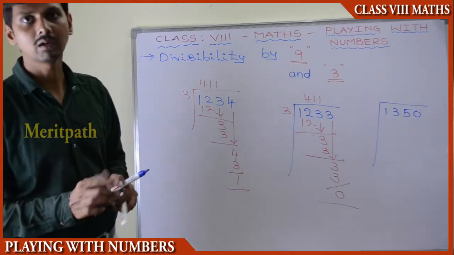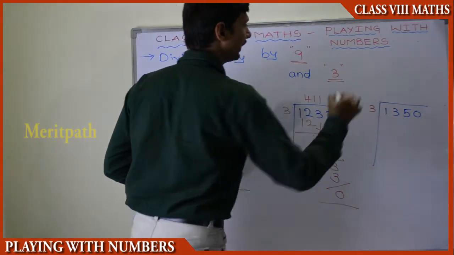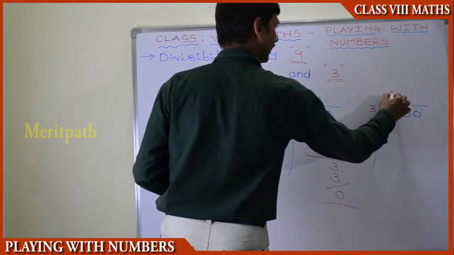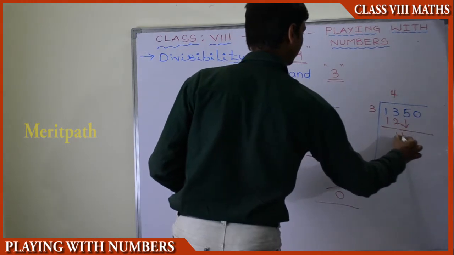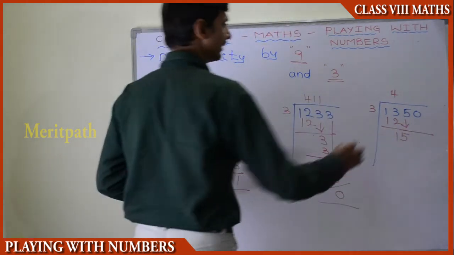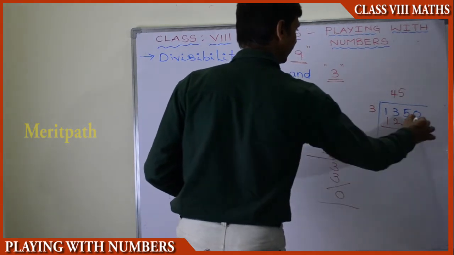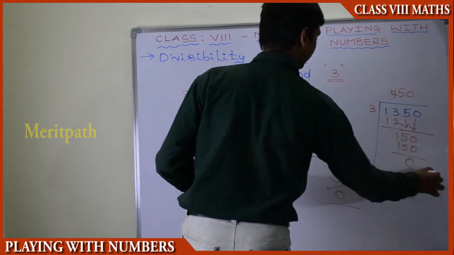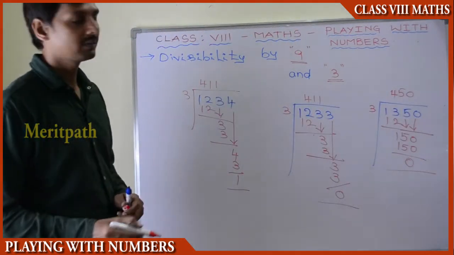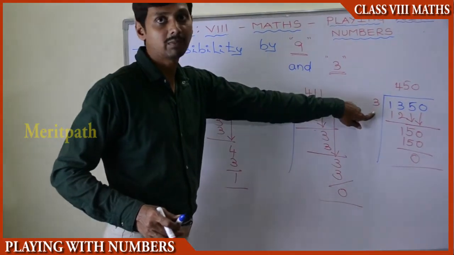We have taken a number, 1350, so let's divide by 3. Here 2 3s are 12, so 1. Then when we take this 5, it cancels by 5 times, 5 3s are 15. Then when we take this 0 and 0, we get a 0 as remainder. So what we understood here is 1350 is divisible by 3.